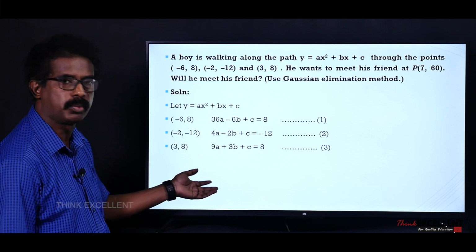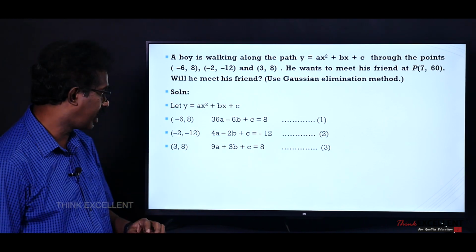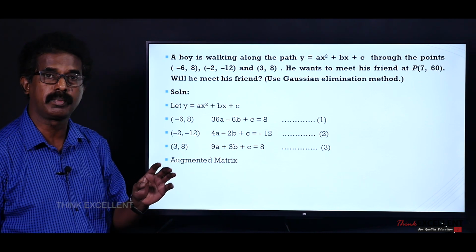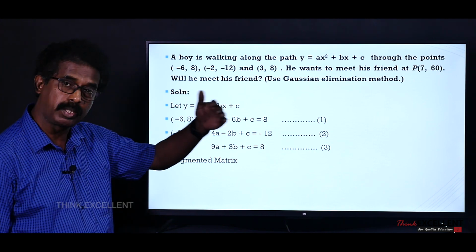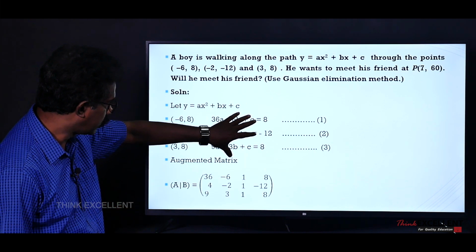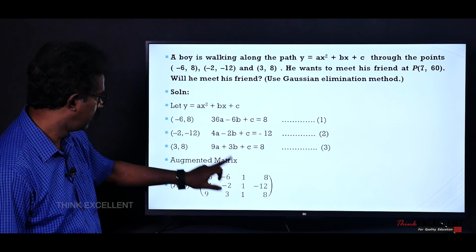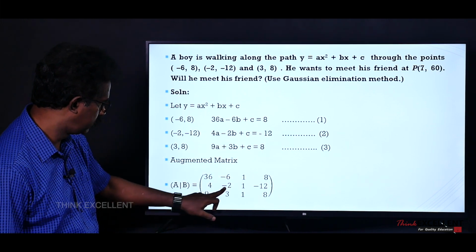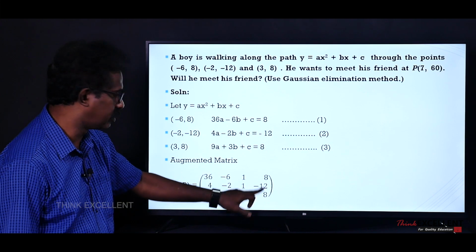First you write the matrix equation, AX equal to B. You know what is A, what is B. You can write the augmented matrix. What is the augmented matrix? A, B, right? First you write A, attach B. After the matrix equation you write first, okay? Then the augmented matrix, A, B. A you write, coefficients you write: 36, minus 6, 1; 4, minus 2, 1; 9, 3, 1. Last column, attach these values.